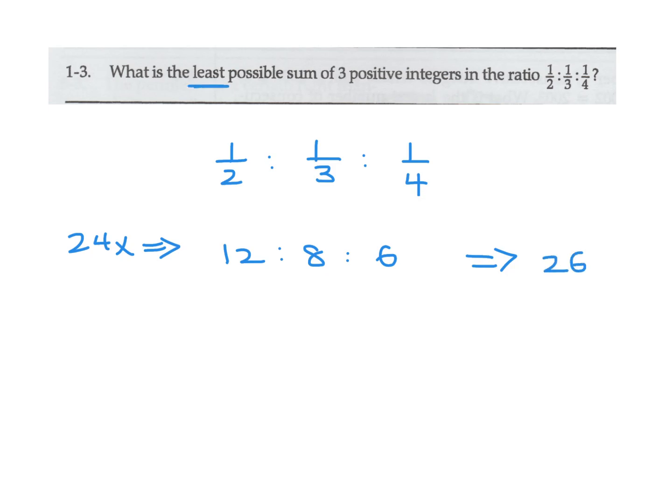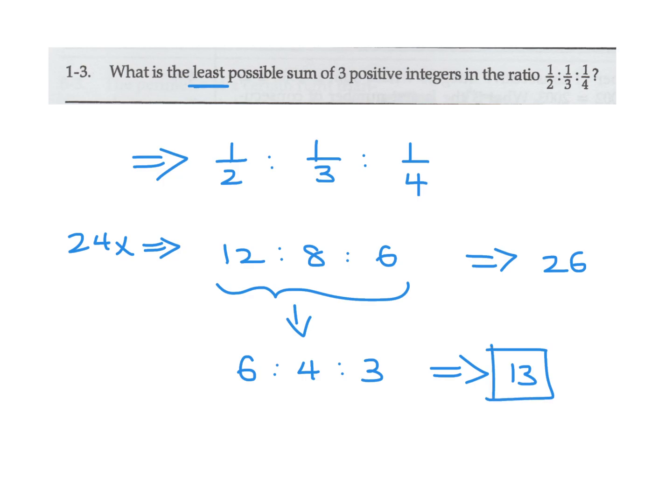But they want the least possible. And I see this can actually be further decreased down to 6, 4, and 3. That's also the same ratio. And if those are the numbers, then it would be 13. So 13 is the least. And I don't think it can be reduced even further while they remain as integers. Yeah, that's the key word there.